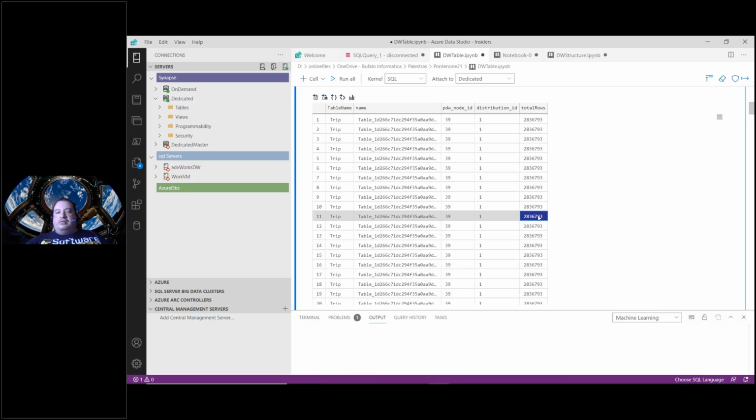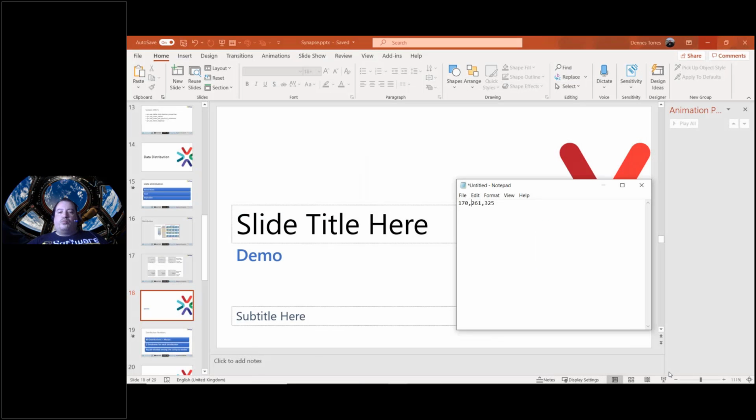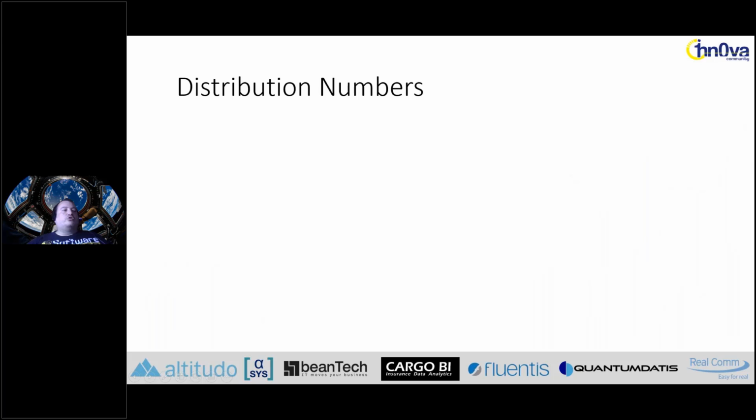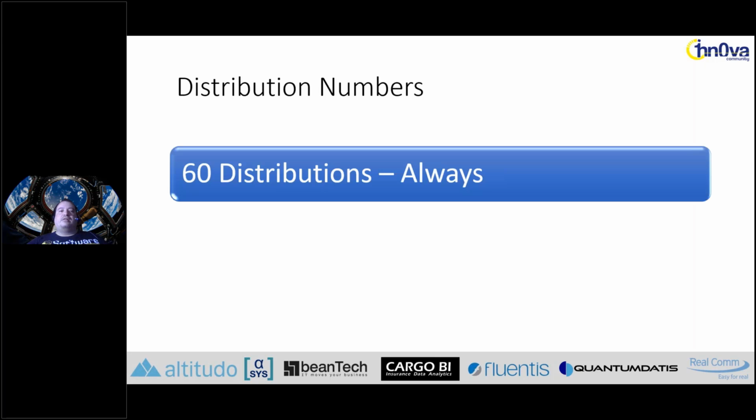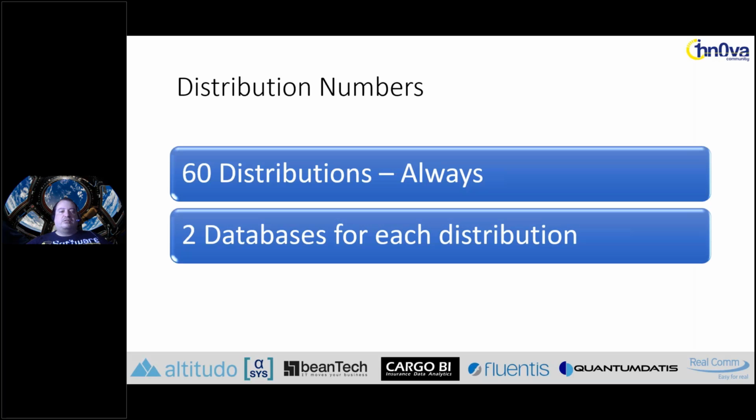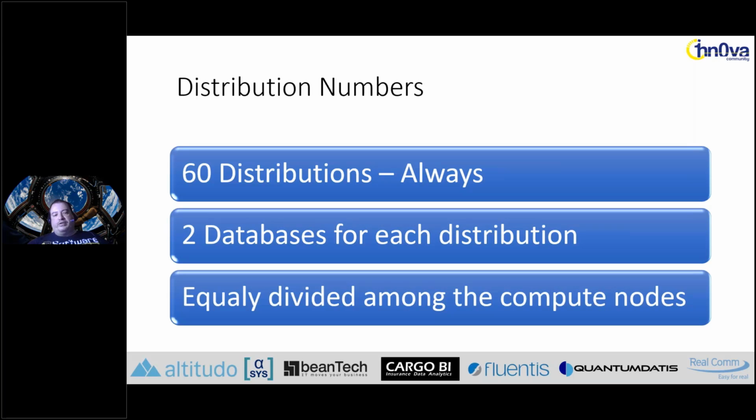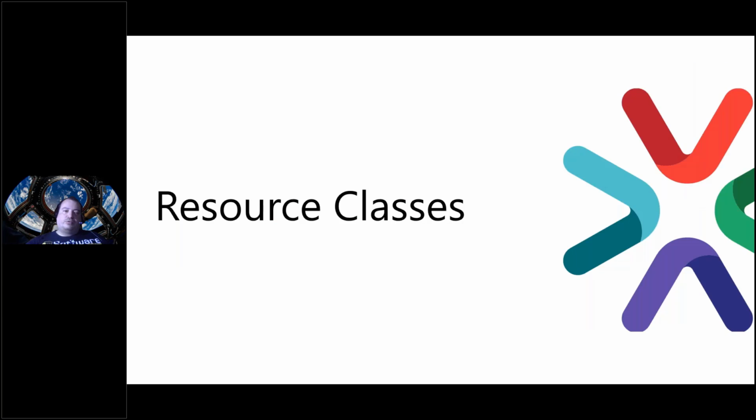Since I think I'm almost running out of time, I will go directly to some more practical examples and talk about one of the most critical details. But first, let's review the numbers. We have 60 distributions. We always have 60 distributions. We have two databases for each distribution. One is for the data, and the other is for the cache of the queries. And the distributions are equally divided among the compute nodes.